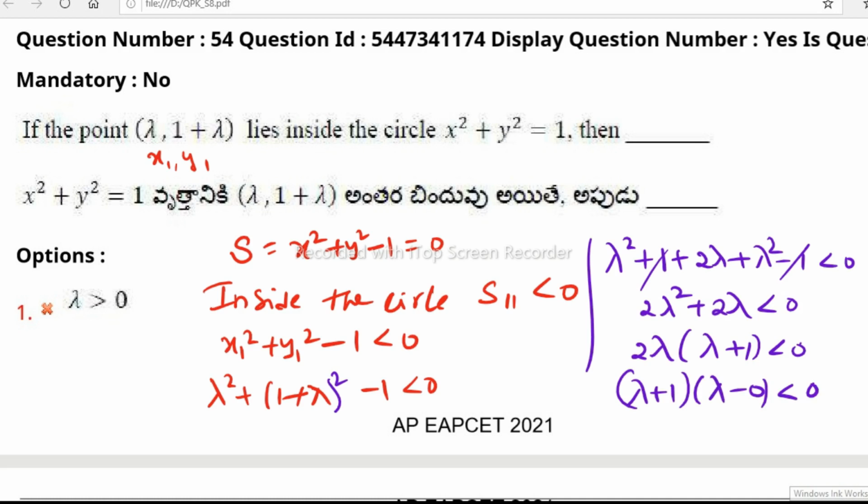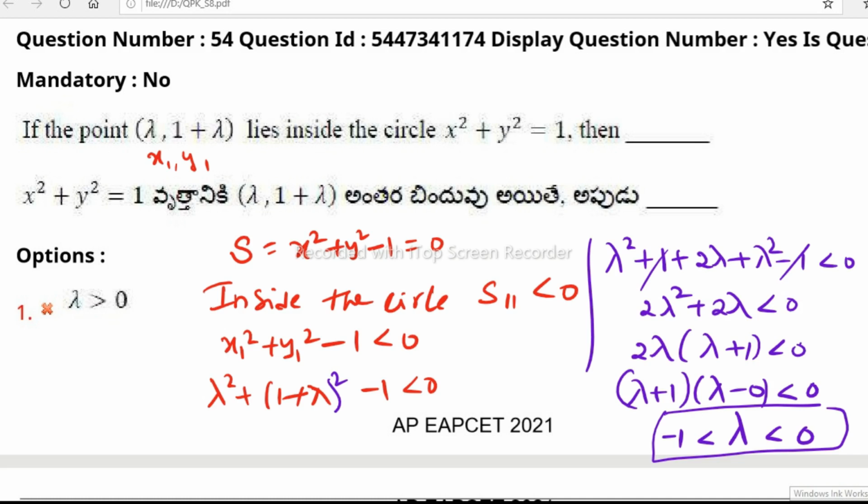Now (lambda plus 1) into (lambda minus 0) less than 0 means what? The lambda values are minimum value minus 1 and maximum value 0. Since it is less than, what do we know? Lambda lies between the minimum value minus 1 and the maximum value 0. That is the range of lambda. The question asked for the range of lambda, and it lies between minus 1 and 0. Do you know this inequation? Remember this inequation, I am writing it here as a tip.